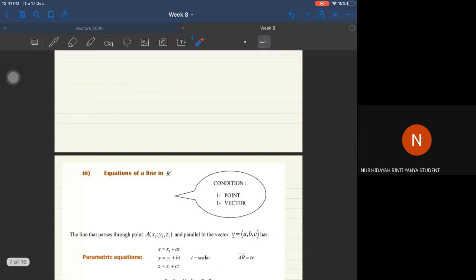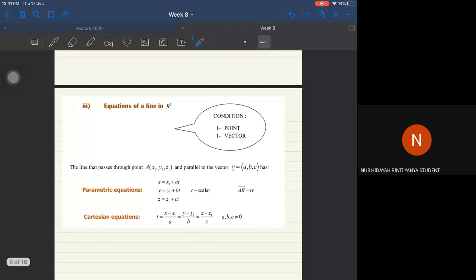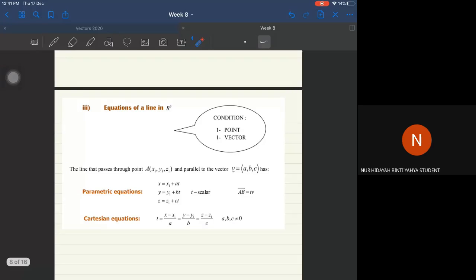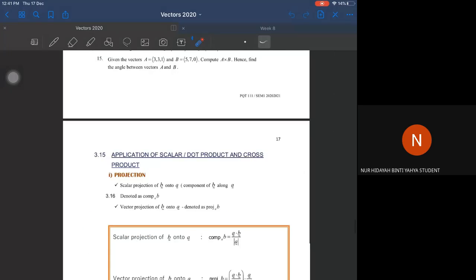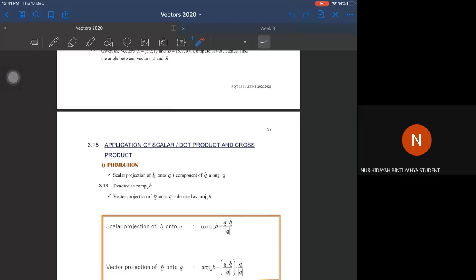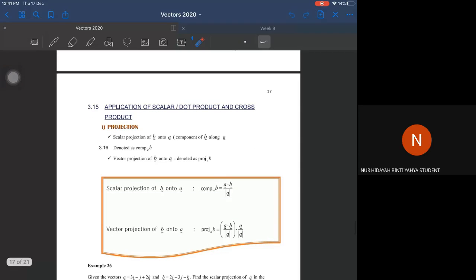Okay. So now we are going to proceed with the application of vector. So application of vector ni kalau tengok dalam buku teks tu banyak tau. Application of scalar and dot product, scalar and cross product. So kita hanya cover 3 sahaja, which is projection, equation of line and equation of plane. Okay, selebihnya tu tak ada.